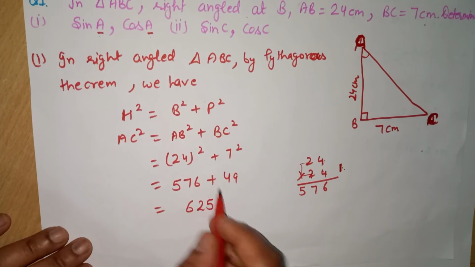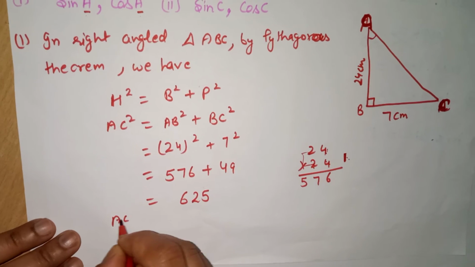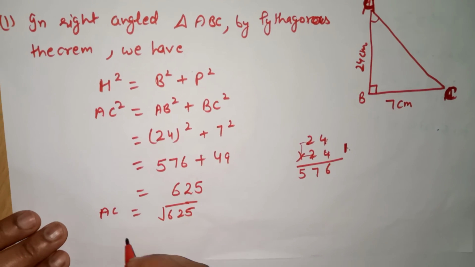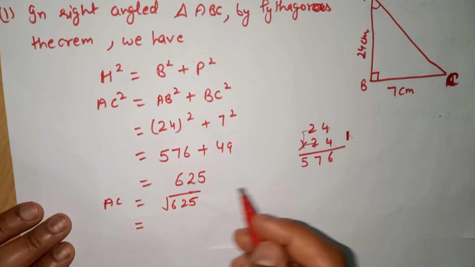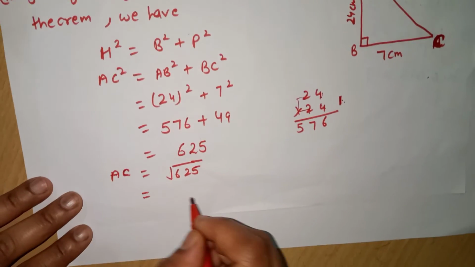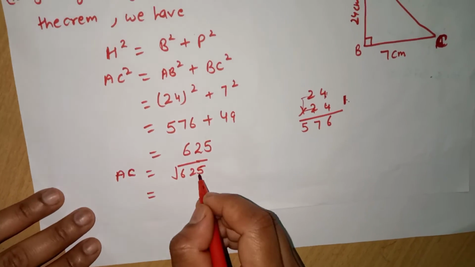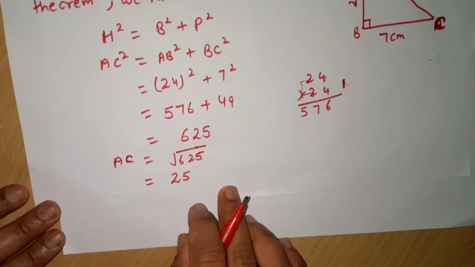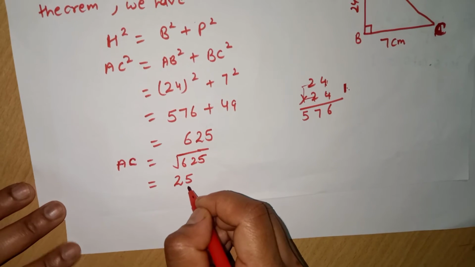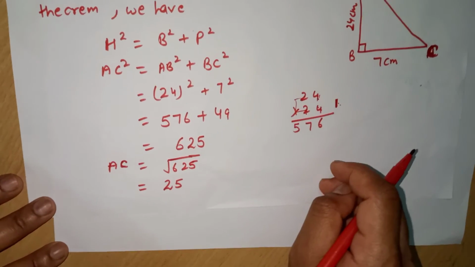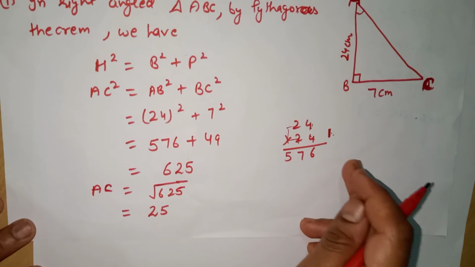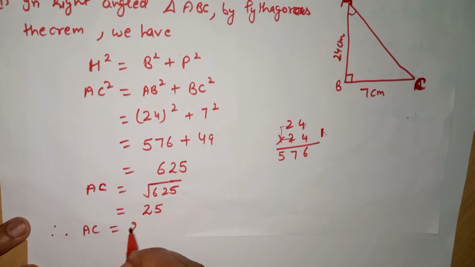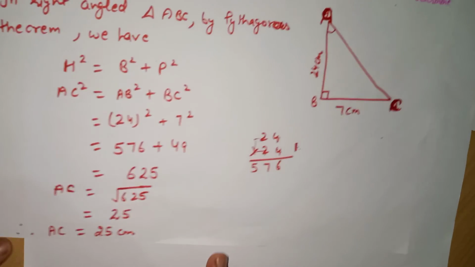Now AC square is equal to 625, but we have to find the value of side AC. Therefore the square root of 625 will be the length of the third side of the triangle, and we know that the square root of 625 is 25. You can find it by prime factorization or by the long division method. Therefore the side AC is equal to 25 centimeter.